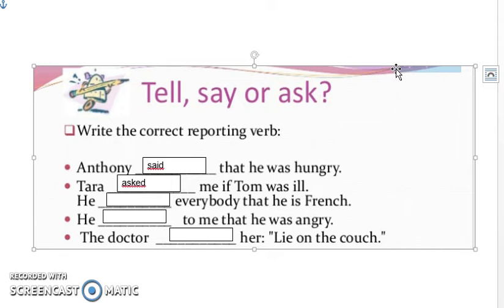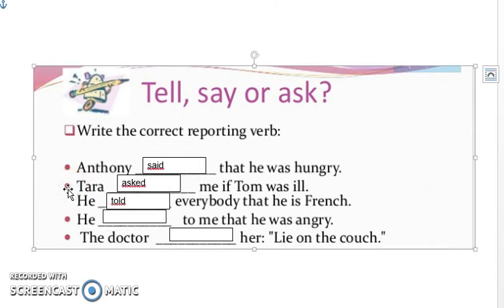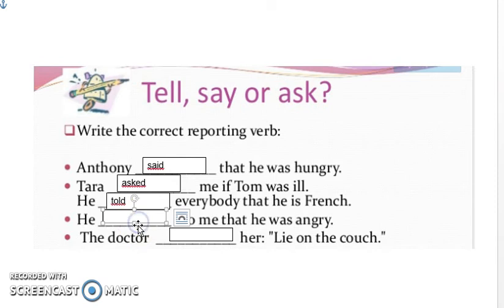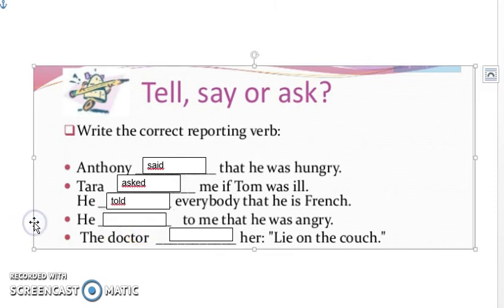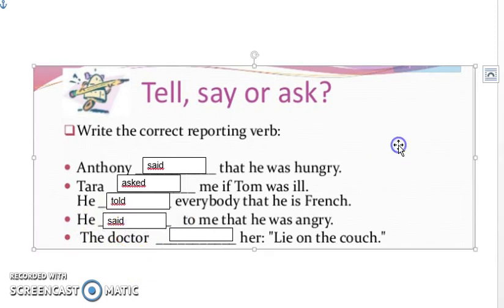The next one is: he blank everybody that he is French. Everybody is an indirect object, so he told everybody that he is French. Next one. We have: he blank to me that he was angry. He said to me that he was angry.